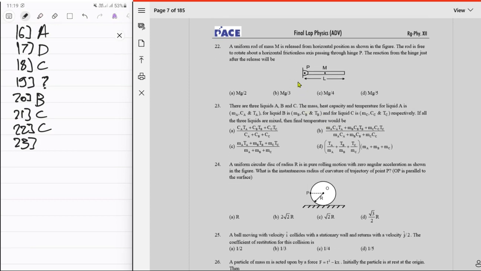There are three liquids A, B, C. The mass, heat capacity, and temperature for liquid A is M_a C_a T_a. For liquid B is this thing, and for liquid C is the same. If all the liquids are mixed, then the final temperature will be?